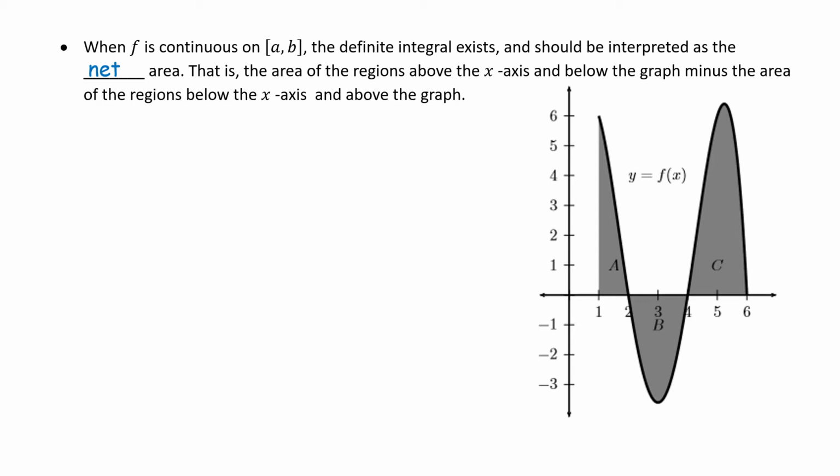Let's observe that the graph is located in both the first and fourth quadrants and has three smooth connected components. Reading from left to right, the first component's base is along the x-axis from 1 to 2. The curve is above the x-axis with height 6 corresponding to x equals 1. It falls to 2, and that portion is labeled A.